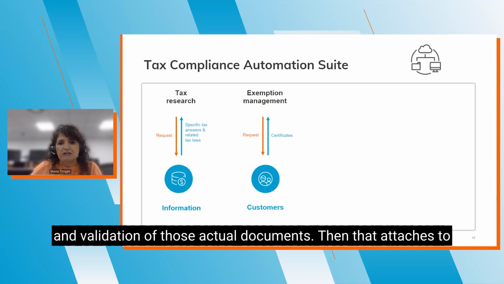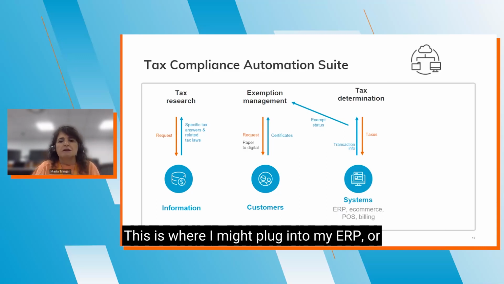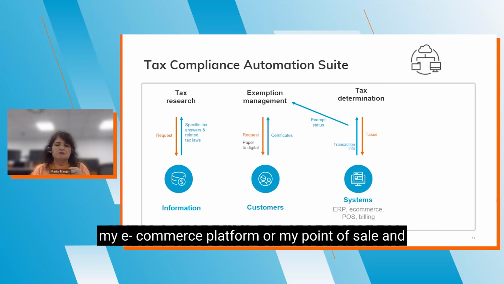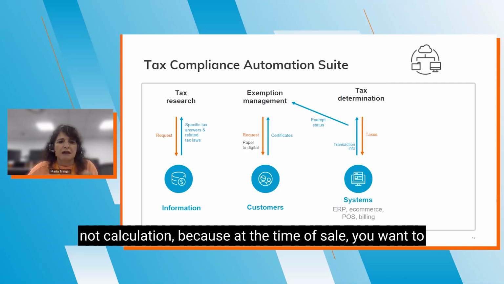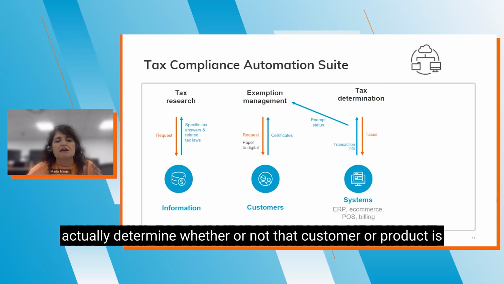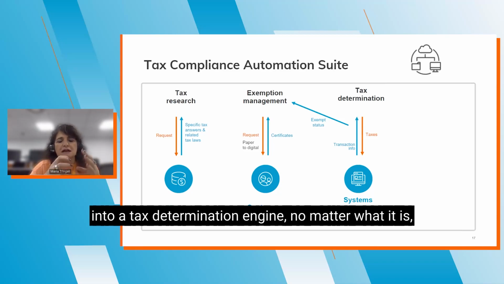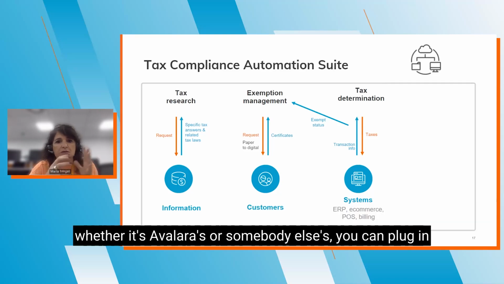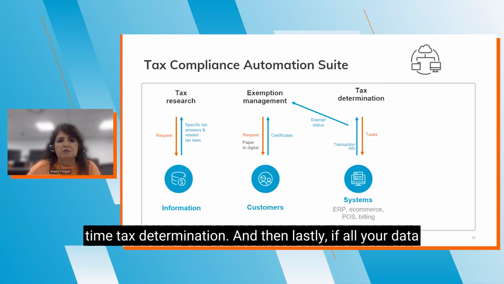Then that attaches to the tax determination engine, which most people are used to. This is where I might plug into my ERP or my e-commerce platform or my point of sale and actually calculate tax. But we call that a tax determination, not calculation, because at the time of sale, you want to actually determine whether or not that customer or product is taxable before we actually calculate something. So when you plug into a tax determination engine, no matter what it is, whether it's Avalara's or somebody else's, you can plug in our exemption certificate management platform to make a live real-time tax determination.